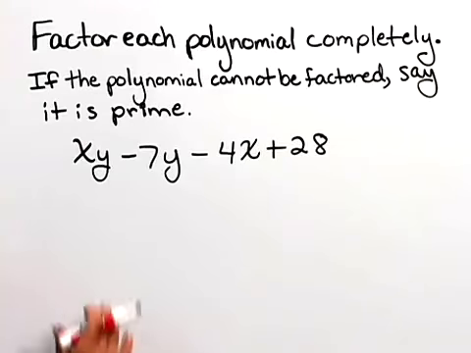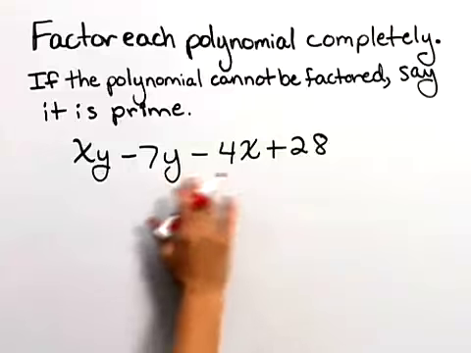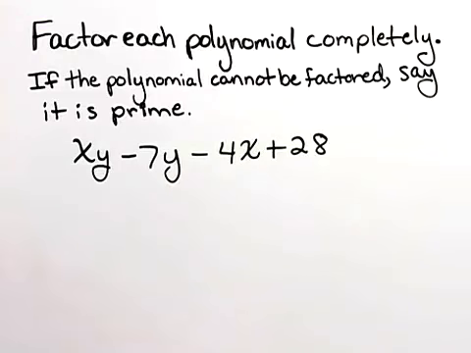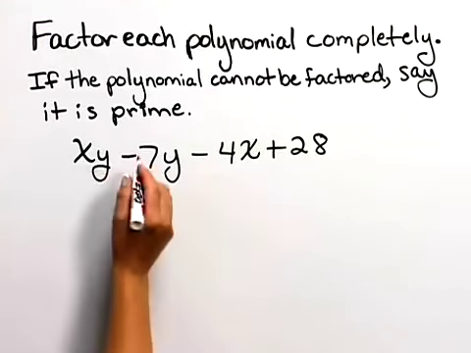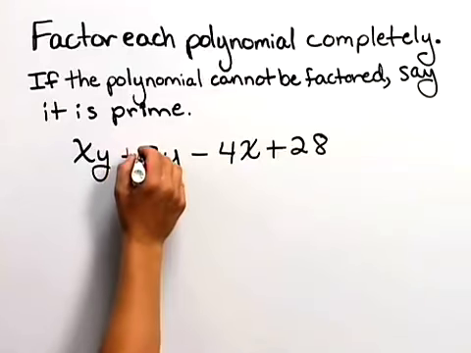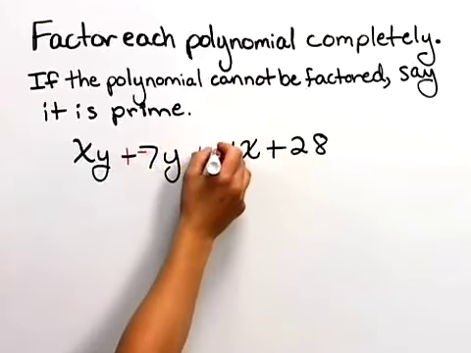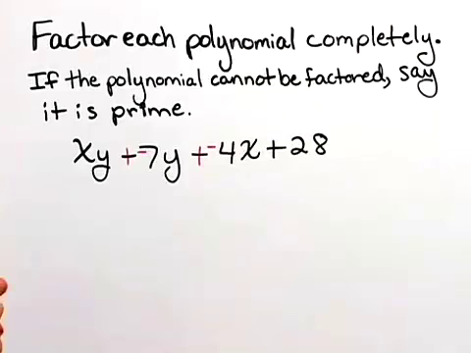For this particular problem, notice that we do not have a common factor. So we can go straight into our factoring, noticing that there are 4 terms, so we will factor by grouping. Before we start, let's go ahead and take all our subtractions and change them to adding the opposite. So that'll be a negative 7y, and that will be a negative 4x. That will help us with our signs.